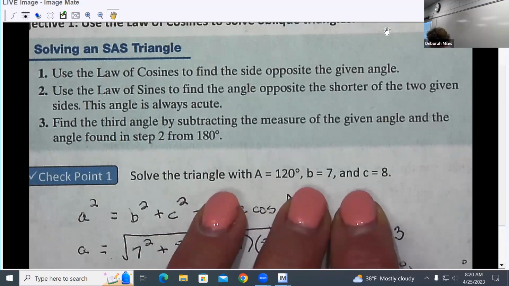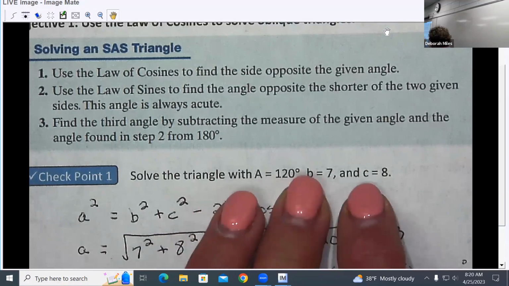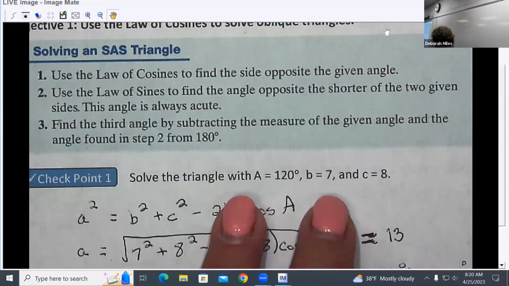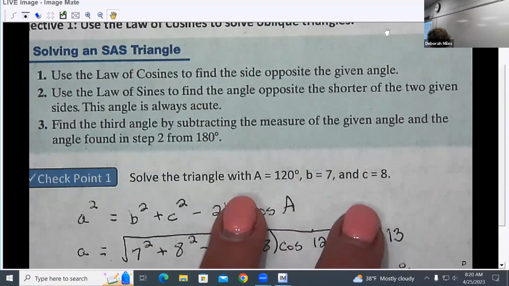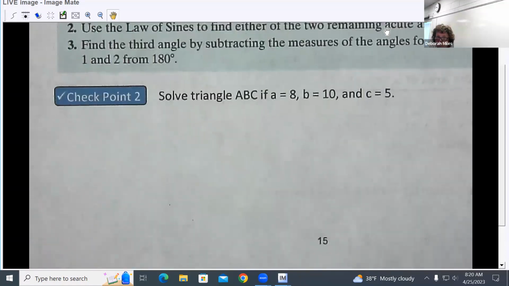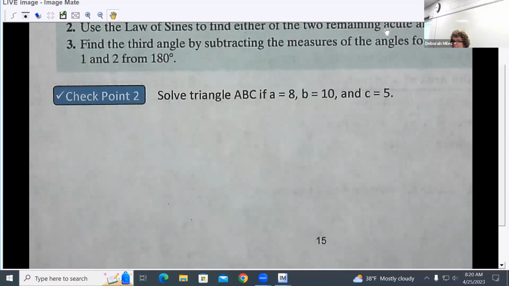Well, I couldn't. That's why I had to use the law of cosines. I didn't have one complete ratio of an angle and the side opposite it. So that's the only time I use law of cosines, when I don't have the information I need to use law of sines. And what about that second example? Could I possibly start with law of sines on it? Nope, I don't have any angle. I just have the three sides.